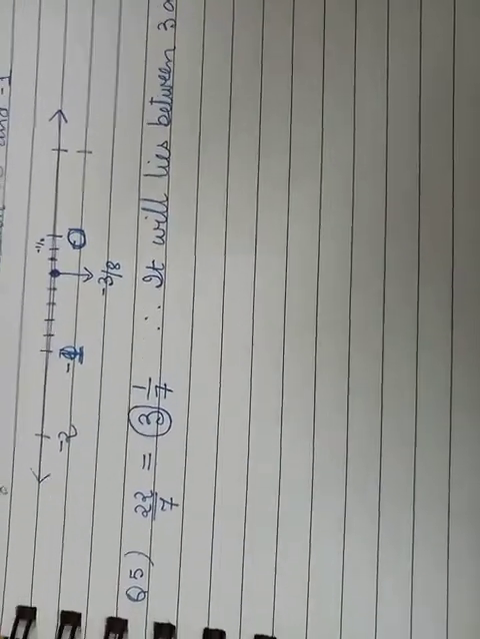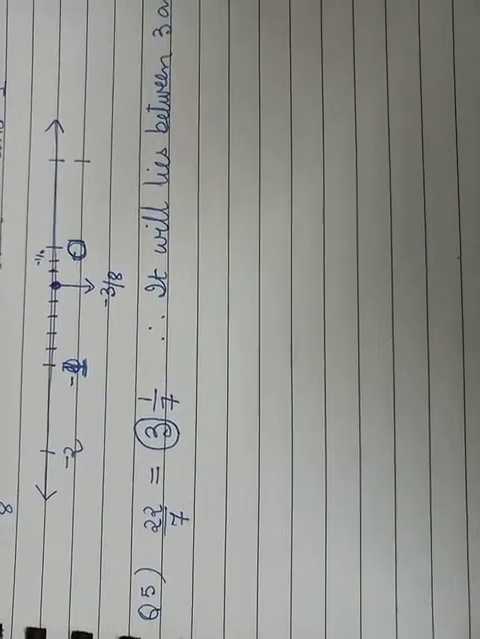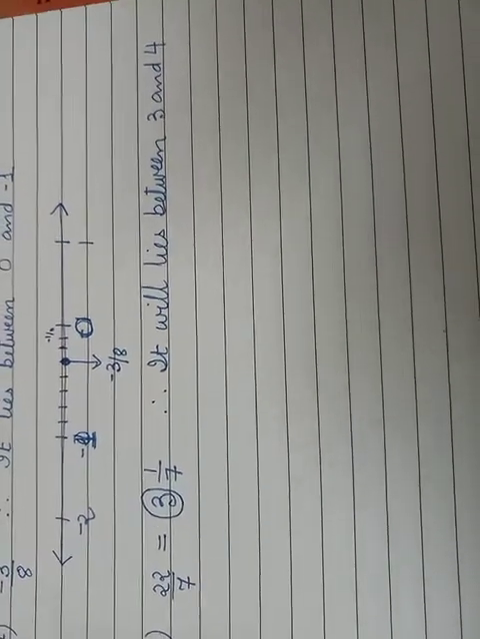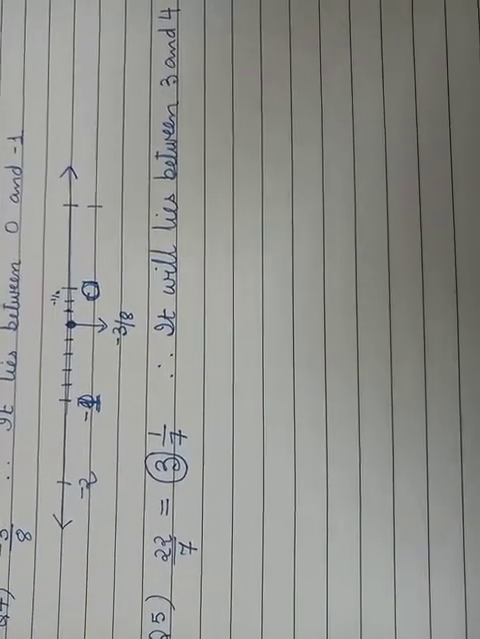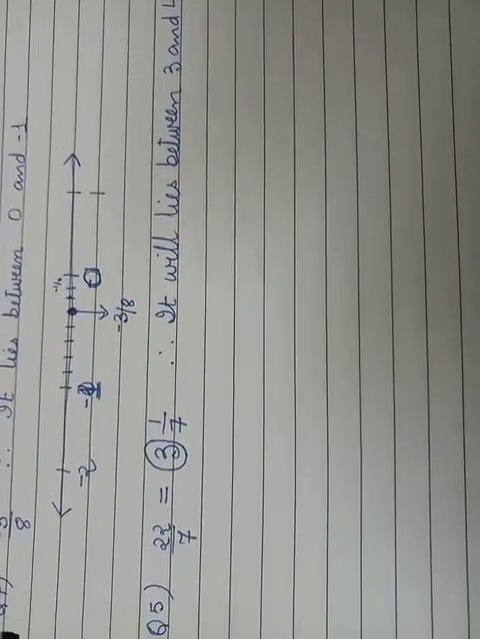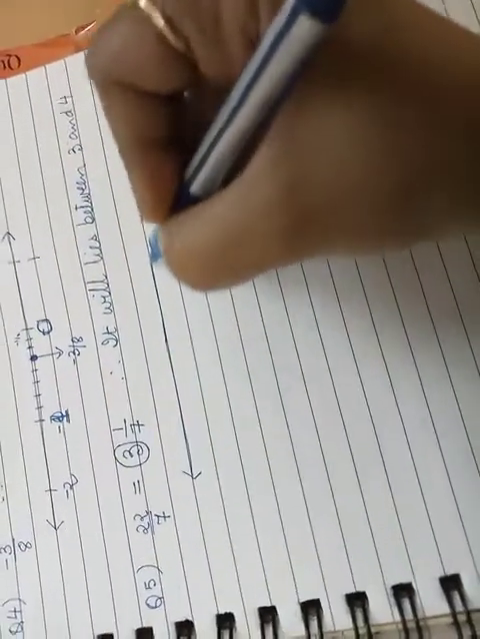So I discuss question number 5 now. 22 by 7 becomes 3 whole 1 by 7. So therefore it lies between 3 and 4. We take one number succeeding 4, that is 5, and one number preceding 3, that is 2. So again we draw a number line with the help of a scale and a pencil.